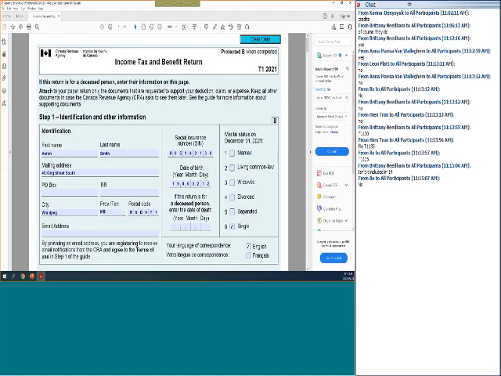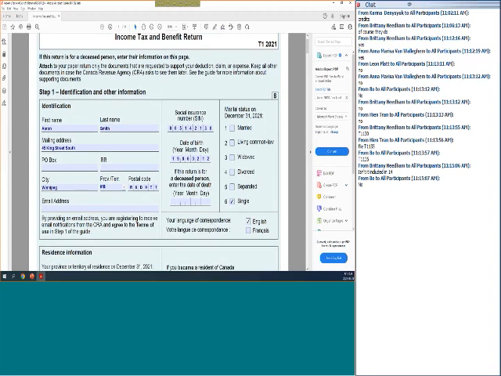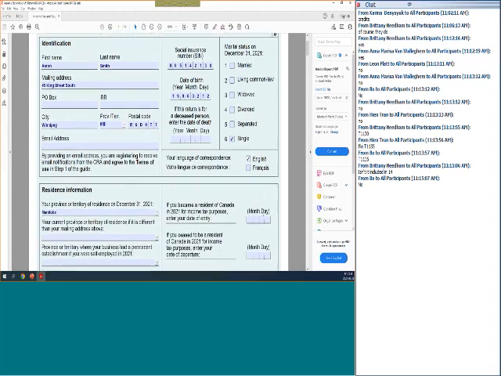So I have Aaron Smith. I have a mailing address. I have Winnipeg, Manitoba. I have a postal code. I do not have an email address. Do not put an email address. He doesn't want one. Social insurance number, date of birth, and he's single. And I have English. Everything else is blank.